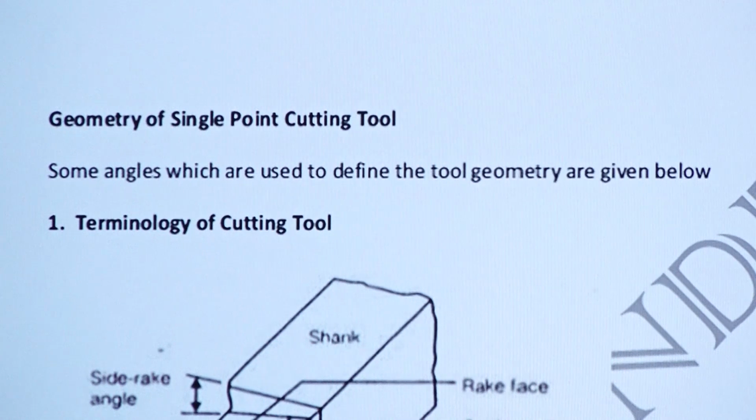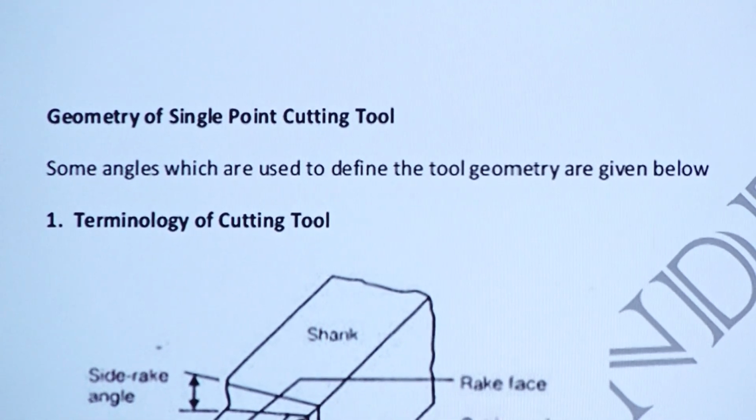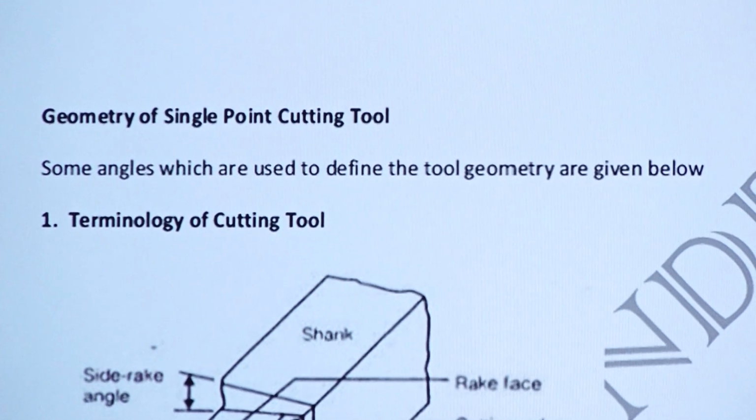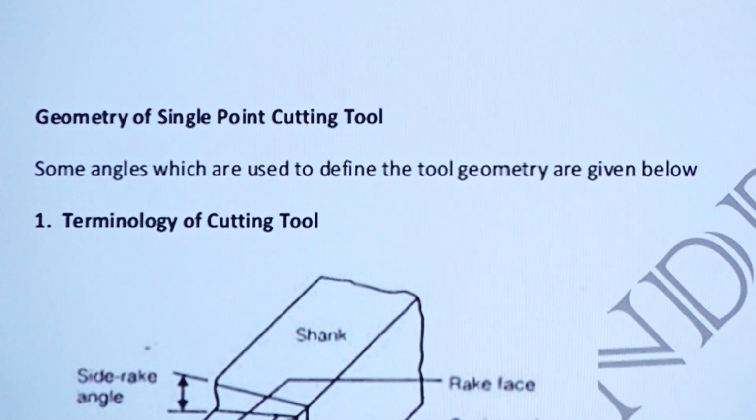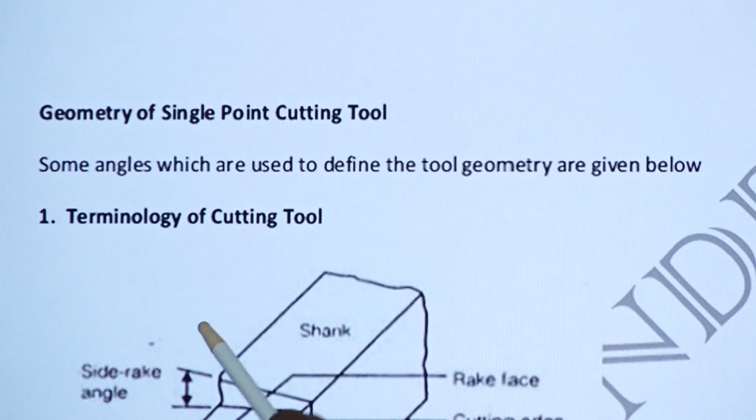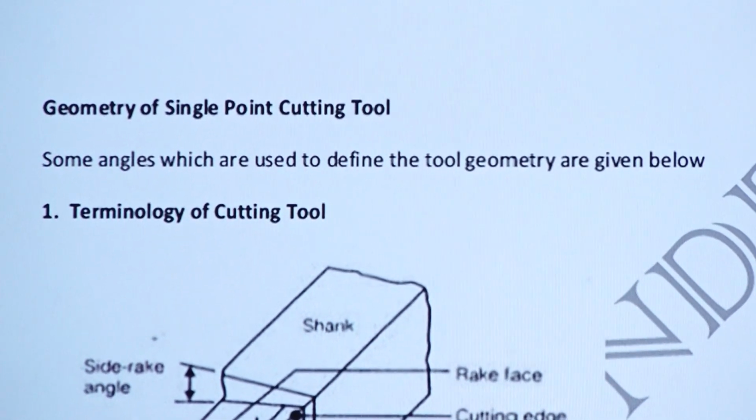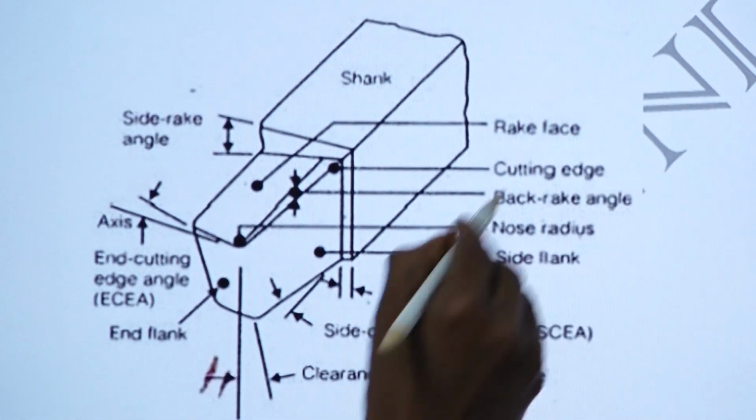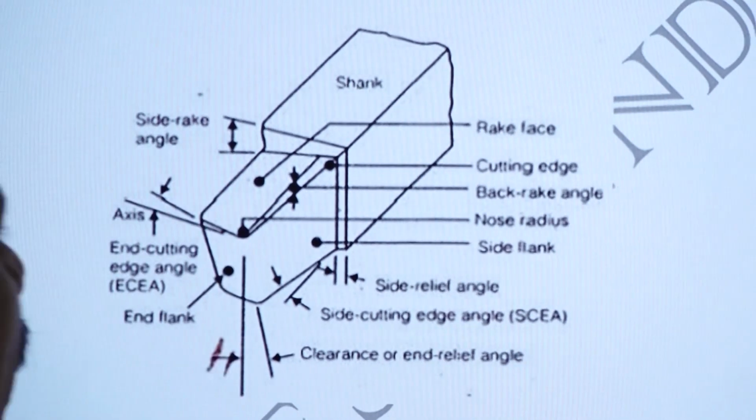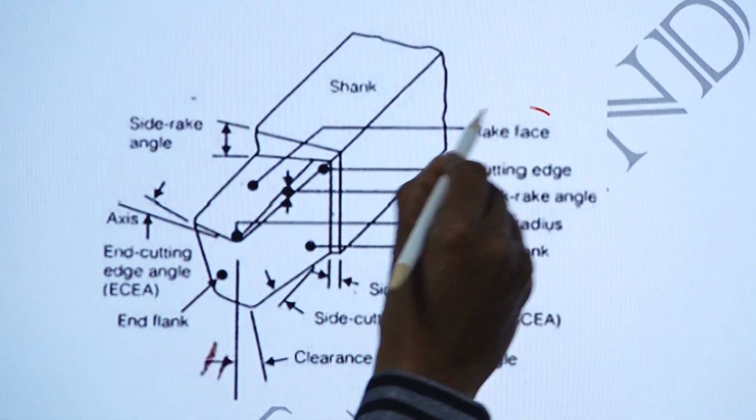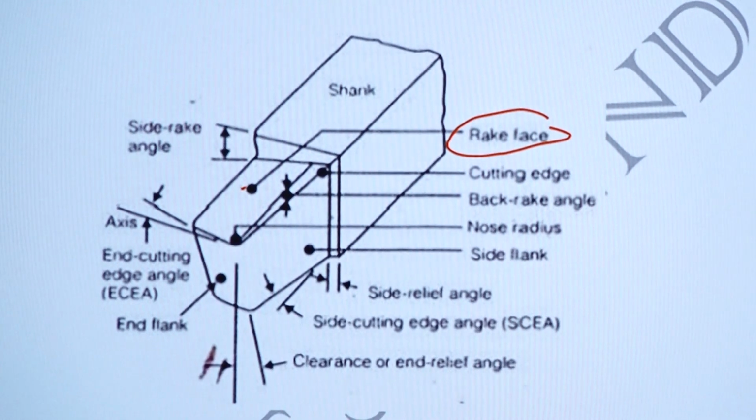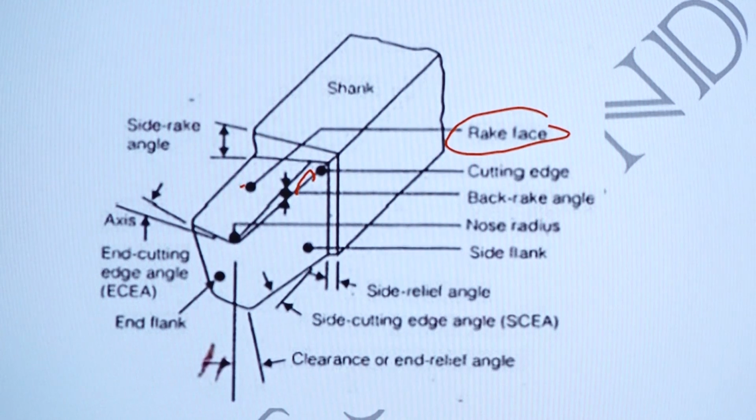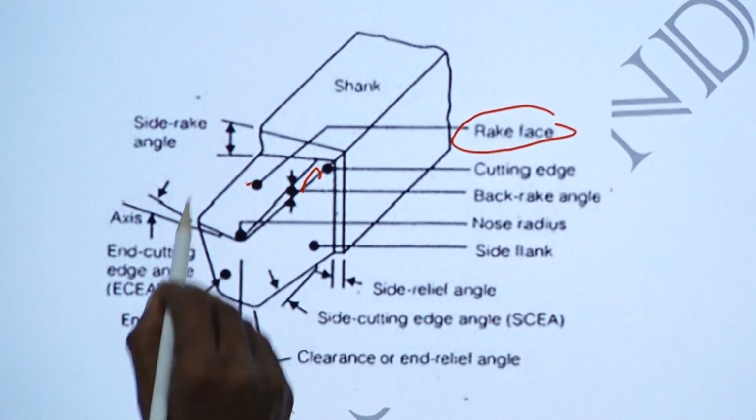You can observe the diagram. As a mechanical, production, industrial or metallurgical engineer, you should know the dimensions and terminology of the single point cutting tool. In the single point cutting tool, the portion without a cutting edge is called the shank. The portion with the cutting edge has different faces. This face is called the rake face. The sharpness here is the cutting edge. And this one is the back rake angle.